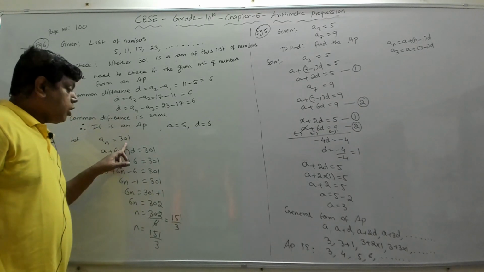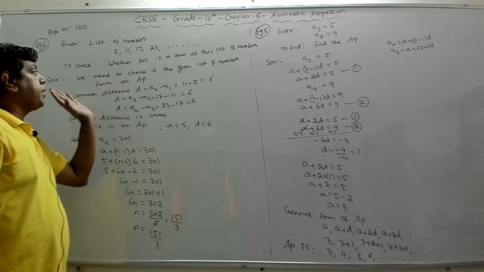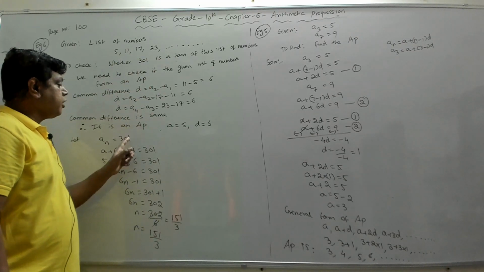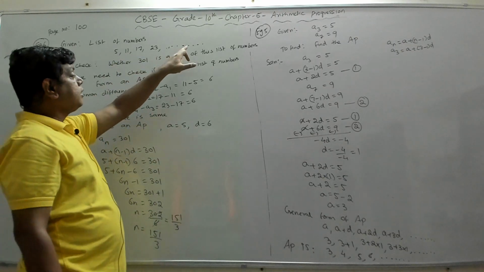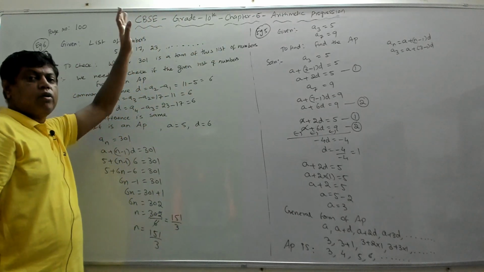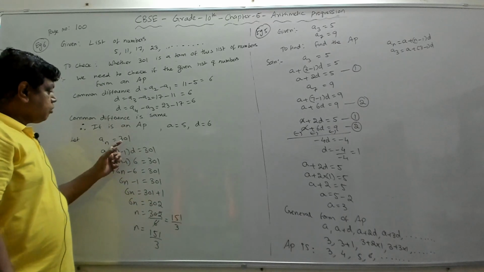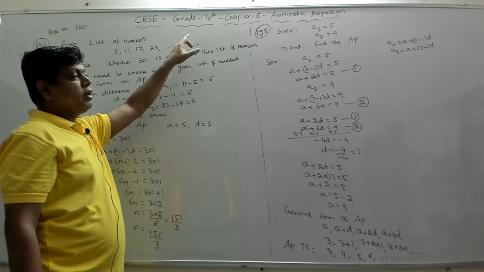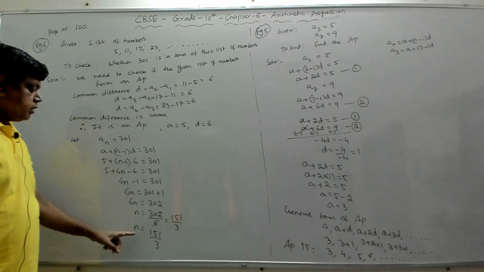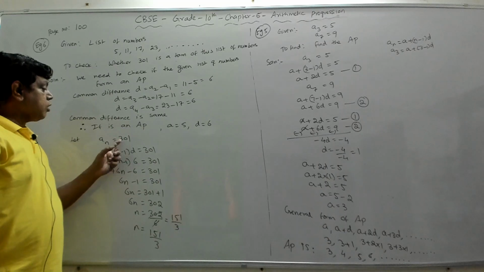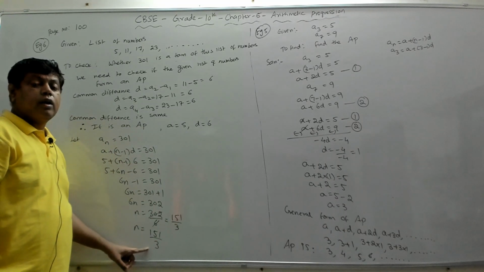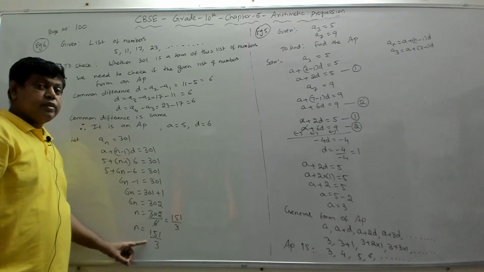Therefore, 301 is not a term in this AP, because if we keep on writing, we'll never get 301. We may get something like 299, and then we may go to 307 or 308 or whatever. We will not get 301. After some point you may get 298, after that we may get 304 or something. We will never get 301, because if 301 is a term of an AP, we get n as 151 by 3, which is not a positive integer. This is not an integer, it's a fraction.